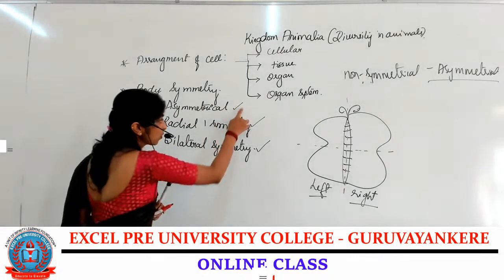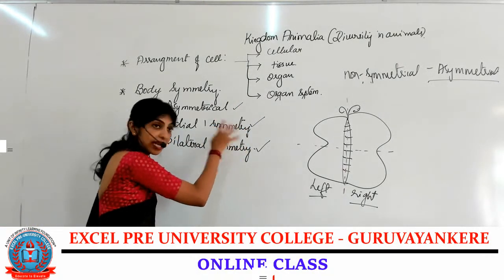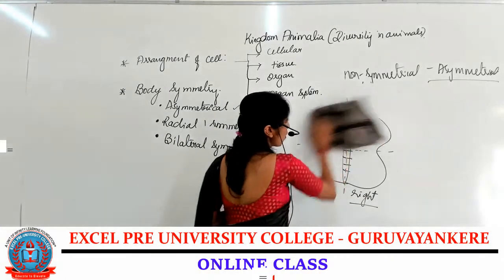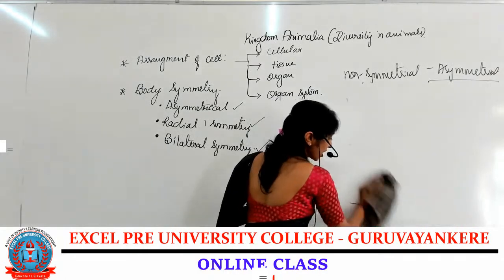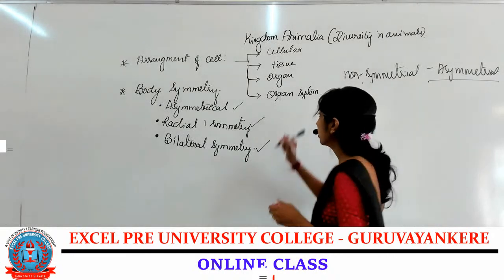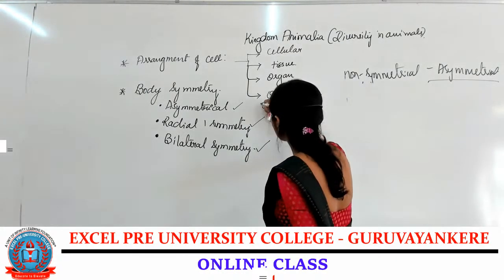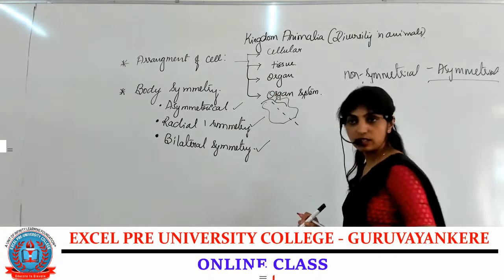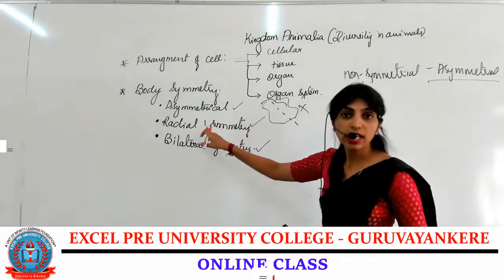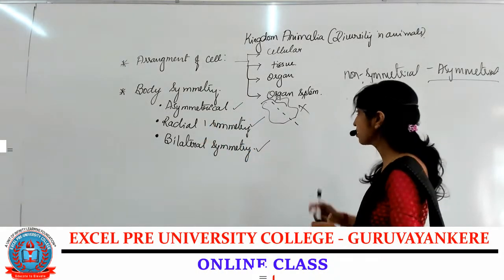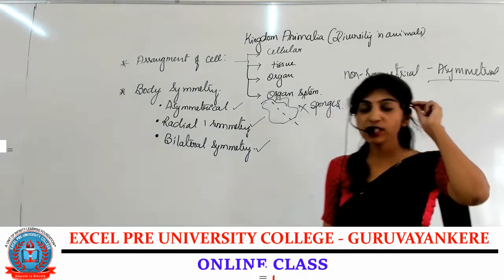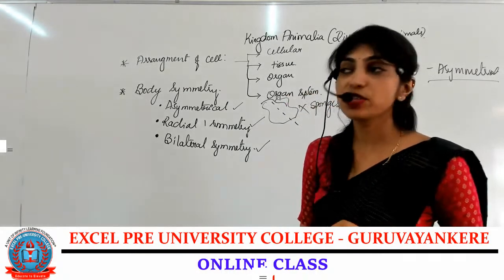The organisms are grouped under three groups. For example, if I take sponges, or your Porifera, which you have studied, a sponge has an irregular shape. If I cut it through the central axis, I am not getting any equal halves, so they belong to asymmetry. An example of asymmetry is sponges.